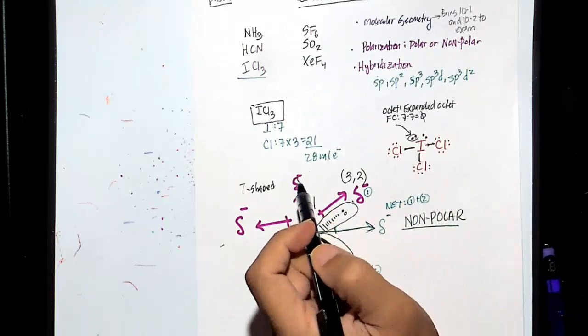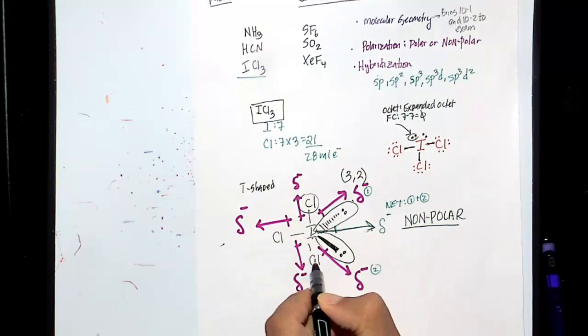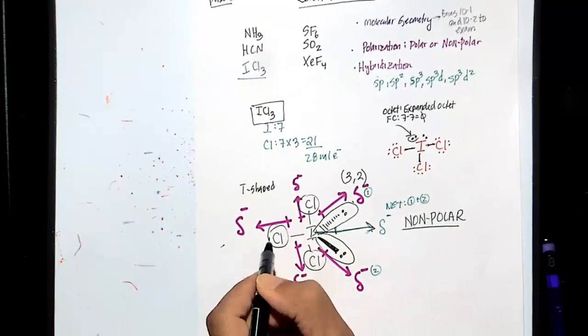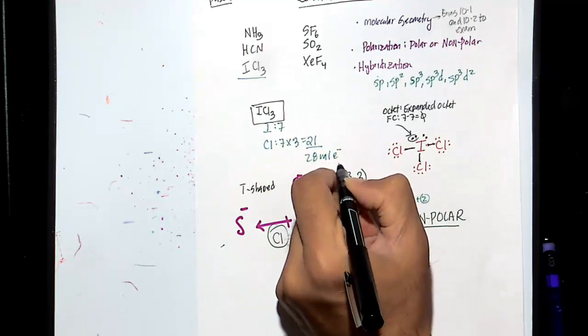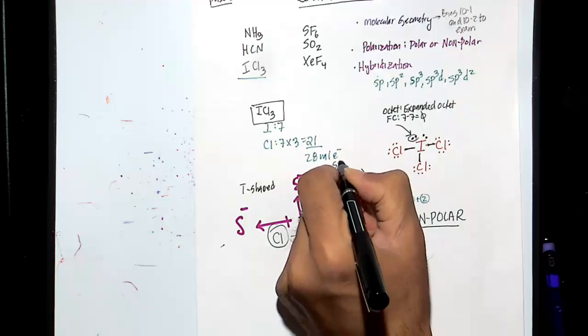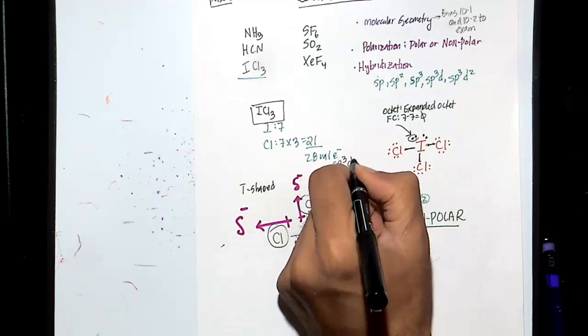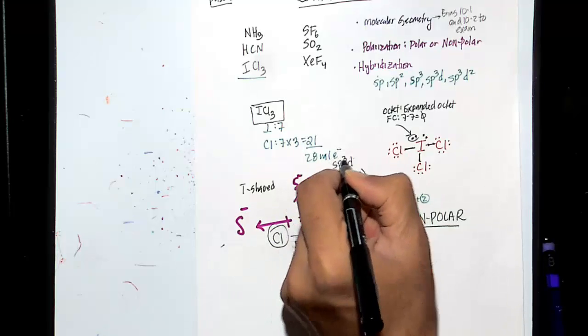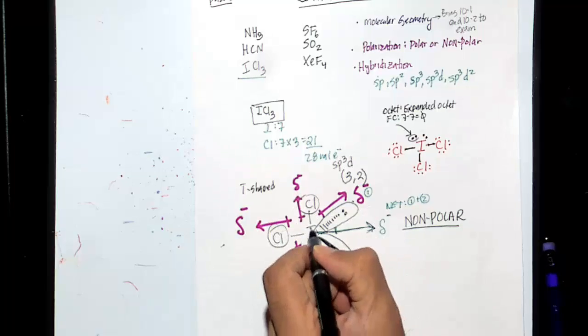And finally, 3 bonds, 2 lone pairs. That's going to make this 5, 3 plus 2 is 5. So sp3, okay, 3 plus 1 is 4, 4 plus 1 is 5. So this is an sp3d hybridized iodine.